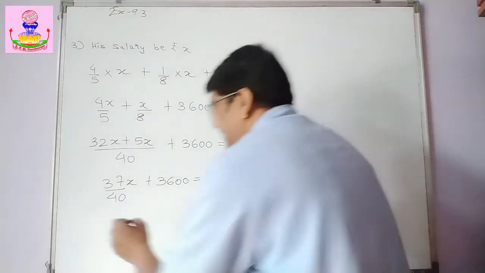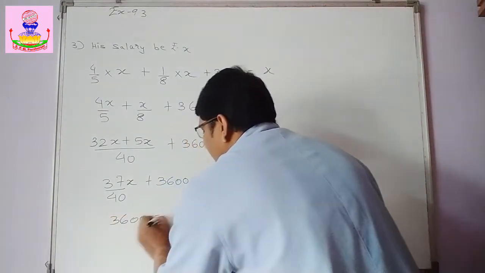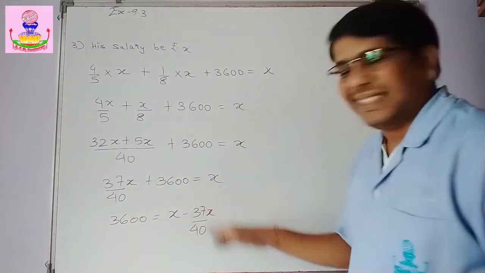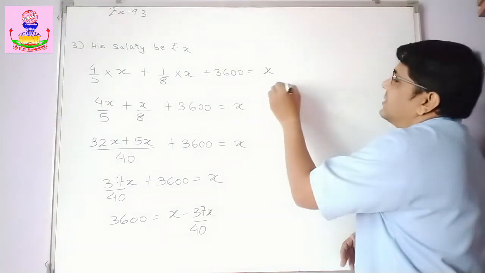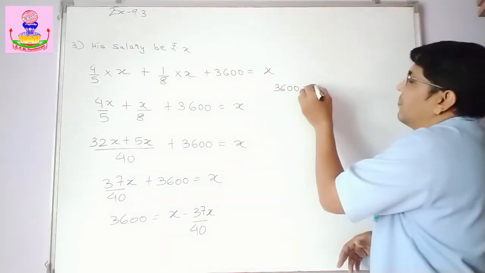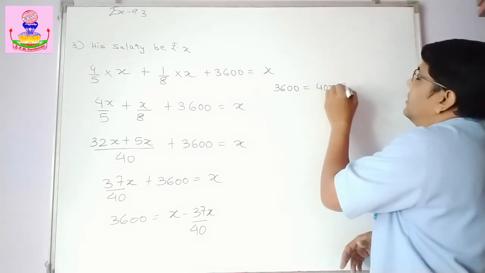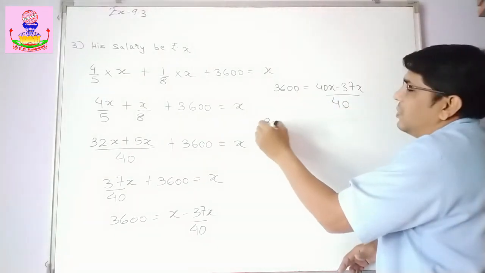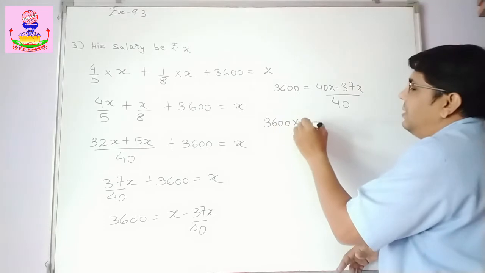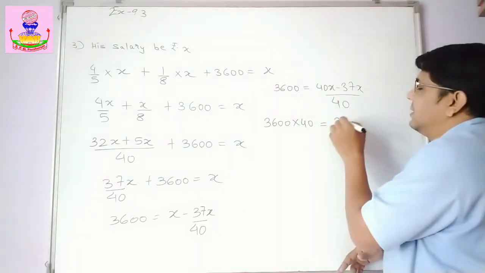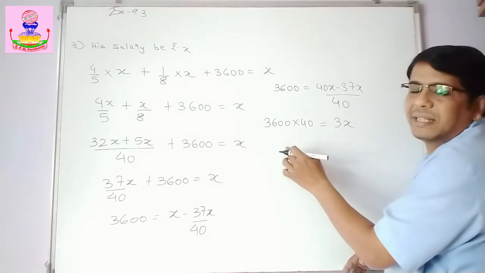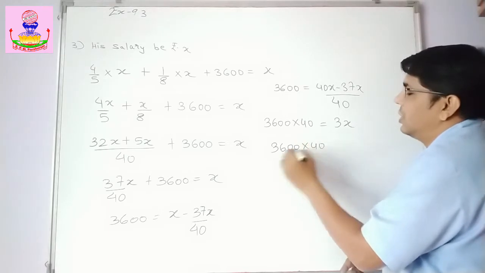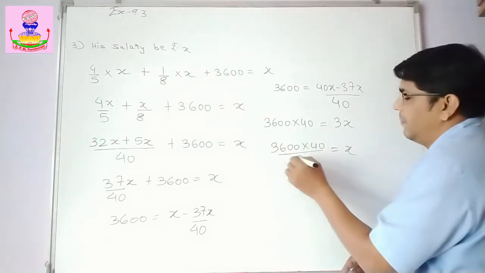Bring this to this side, it will become minus. So therefore 3,600, that is equal to x minus 37x upon 40. Equalize it. Okay. So 3,600 is equal to 40x minus 37x upon 40. Now bring this 40 to this side. Okay. So it will be in multiplication. And 40 minus 37, that is 3x. Now bring this 3 to this side. It will be in division. So 3,600 into 40 upon 3, that is equal to x.